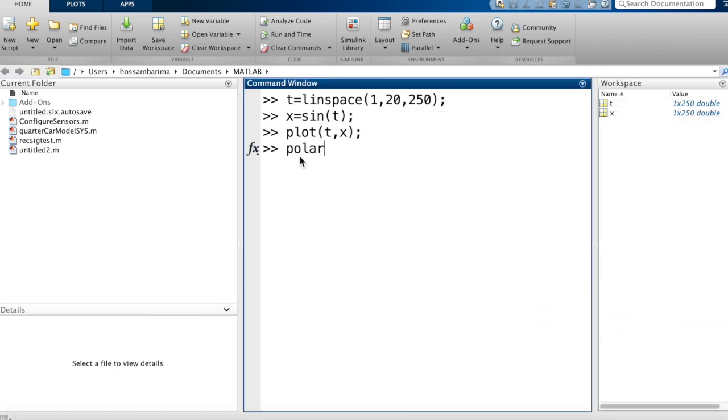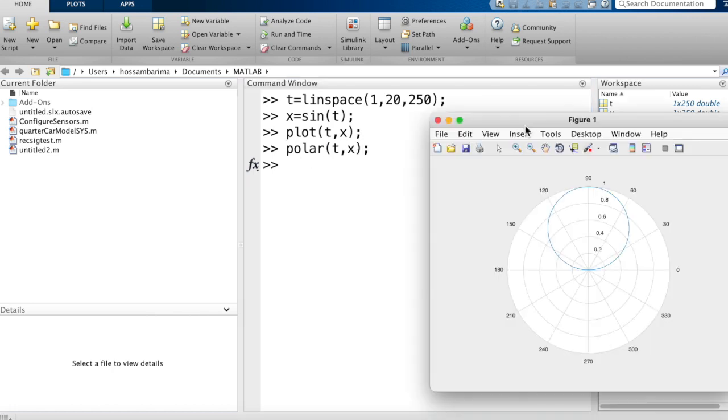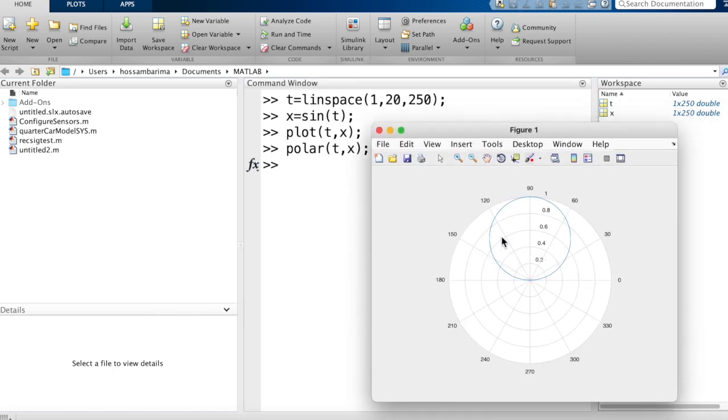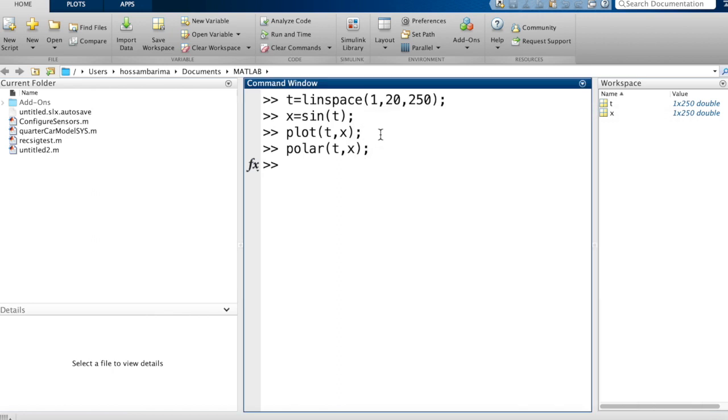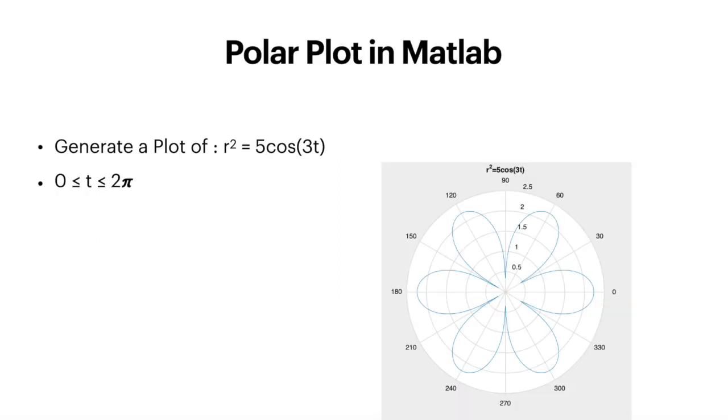Now let's test our polar command. Our polar command creates a polar coordinate plot of the angle t versus the value x. Okay, let's solve our equation.